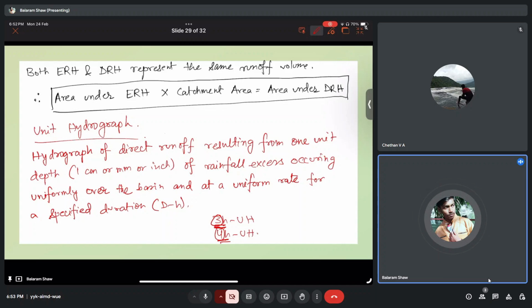So let's say if 1 centimeter of rainfall excess is occurring over the whole catchment uniformly and at a uniform rate, then we call that as unit hydrograph, or the direct runoff hydrograph that we get from 1 centimeter of rainfall excess, which occurs uniformly over the catchment at a uniform rate, and it happens for a specified duration. So it can be 3 hour unit hydrograph, 4 hour unit hydrograph, and so on.